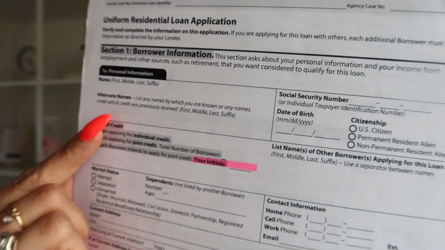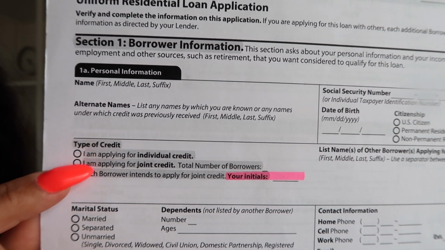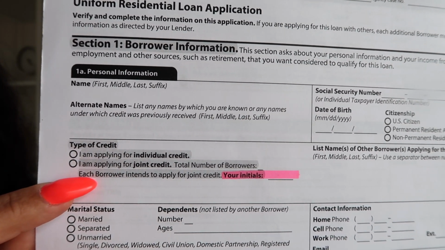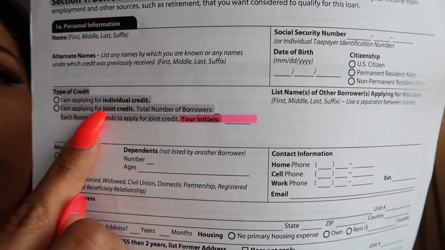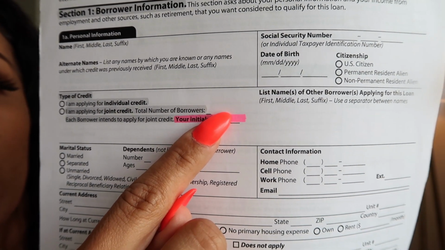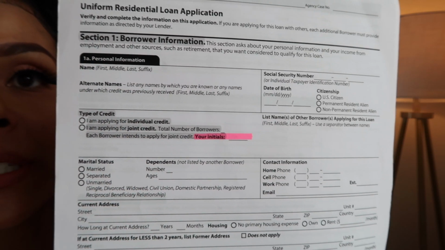If we come down here to type of credit, there will be individual credit. I am applying for individual credit or I am applying for joint credit. If your borrower is applying for joint credit, the total number of borrowers will say 2 right here. If there are 2 borrowers, you will have one borrower in section 1A. This will be one borrower's information.